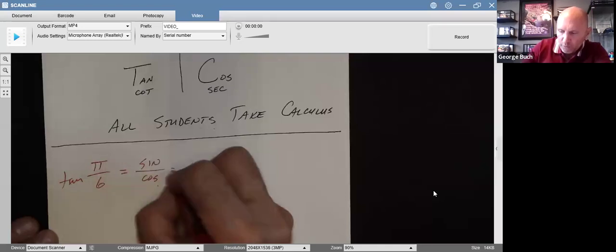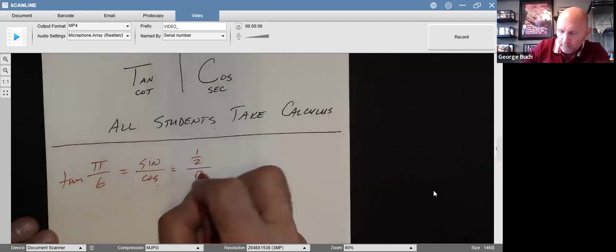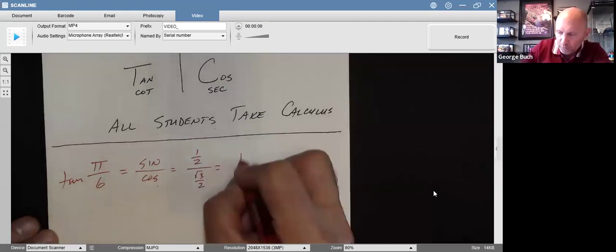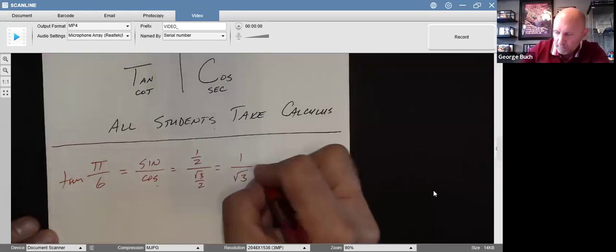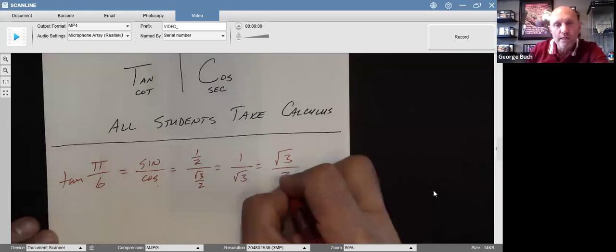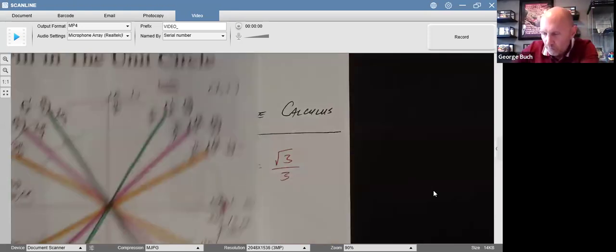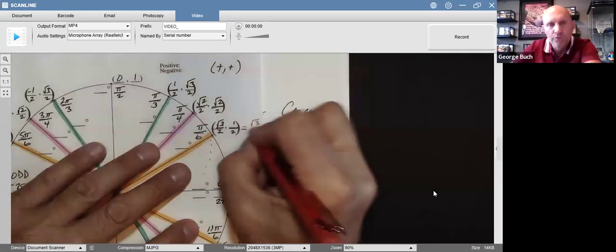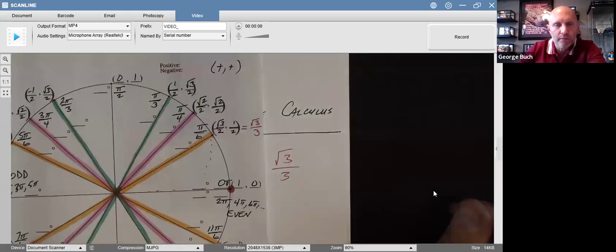Sine is the y value, 1/2. Cosine is root 3 over 2. So if I simplify this, it becomes 1 over root 3, which if I rationalize it, becomes root 3 over 3. So that is the value for pi over 6, root 3 over 3. And I would write that on your unit circle because it's always going to be that value. Otherwise, you got to keep calculating it all semester.